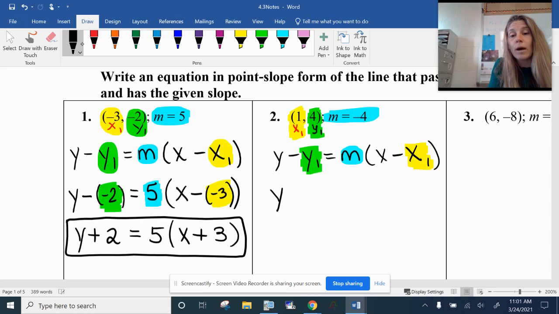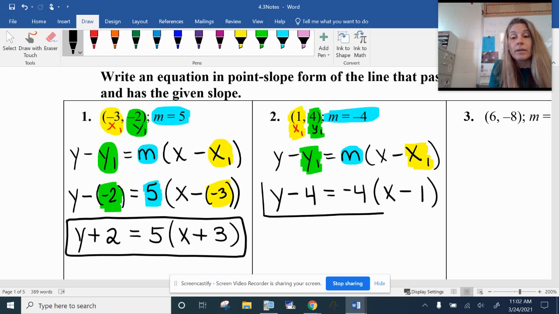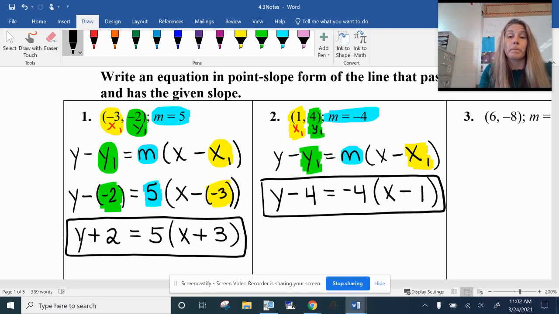So I'm now going to have y minus 4, since that's my y1, equals negative 4 times x minus 1. And there's no double signs here that need to be simplified, so this would be my final answer.